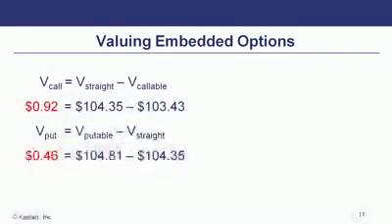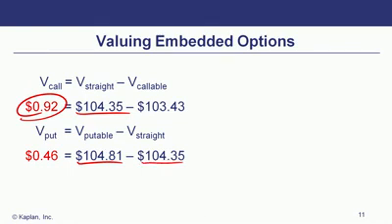All right? So in this case, we calculated a value for the straight bond of 104.35. We calculated a value for the callable bond of 103.43. So the value of the embedded call option has to be 92 cents. Right? So that's the only difference between the two bonds. We did the same thing for the puttable bond. 104.81 was the value of the puttable bond.